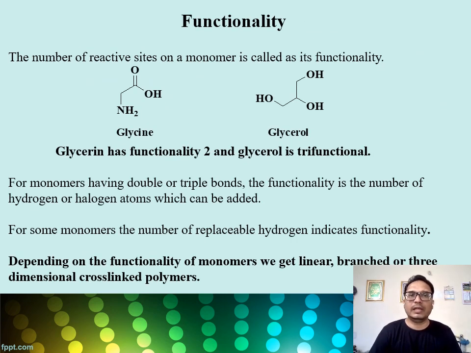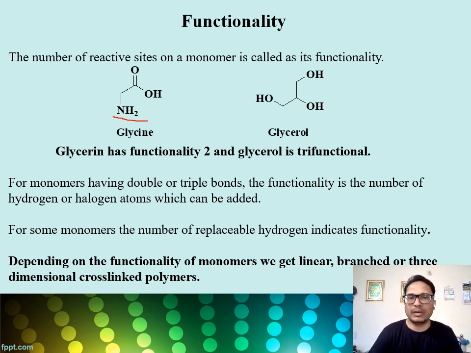Functionality is the number of reactive sites on a monomer. The number of functional groups present in a monomer is called the functionality. For example, in glycine, the number of functional groups is 2, as one is carboxylic acid and another is NH2. Therefore, the functionality of glycine will be 2. Similarly, in glycerol, there are 3 hydroxyl groups present. Therefore, glycerol will be trifunctional.